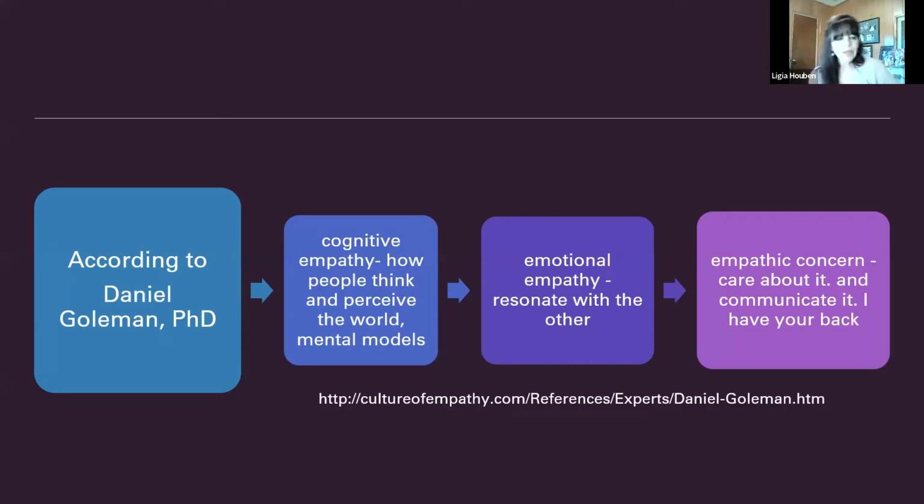Now, according to Daniel Goleman, I don't know if you have ever read any of his books. This is a psychologist, very well known, and he wrote the book Emotional Intelligence. Emotional intelligence actually was a breakthrough when it comes to relationships.